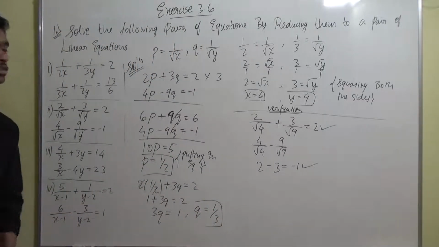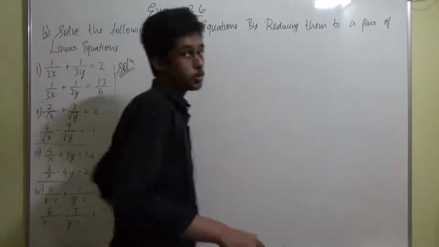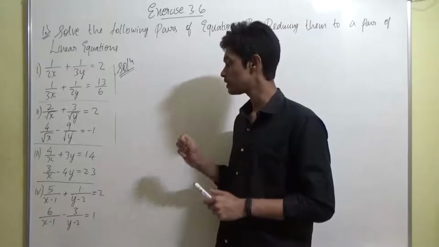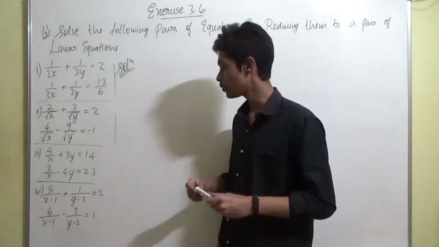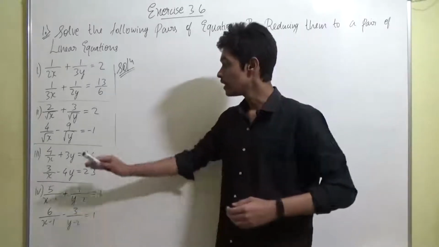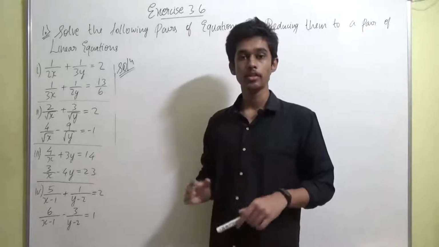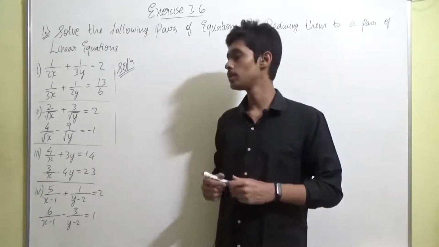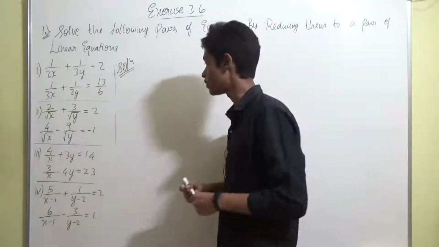Now you can take the screenshot of this. Let's go to the third sub question. So now let's go to the third sub question, guys. If you see the third sub question, it is 4 by x plus 3y equal to 14 and 3 by x minus 4y equal to 23. So in the third question, there's only one variable in the denominator, that is x. y is actually in the numerator itself. So there's no need to assume that y equal to q. We'll just assume 1 by x equal to p. That will be the only substitution we should be doing in the third question.